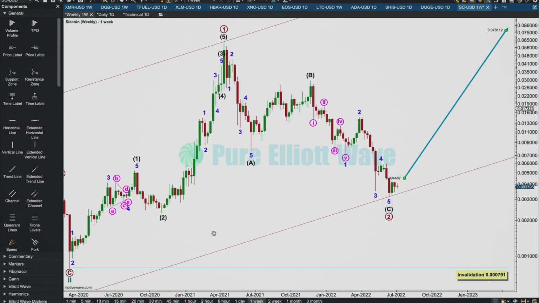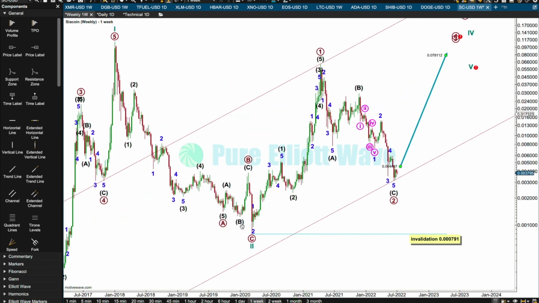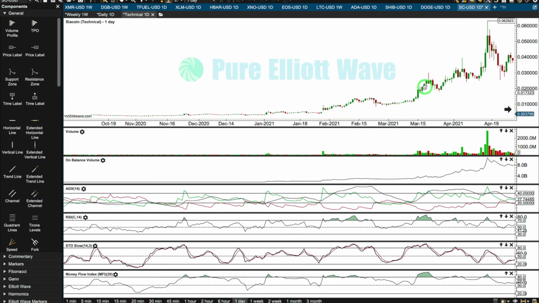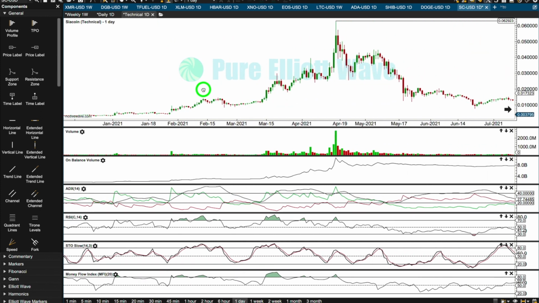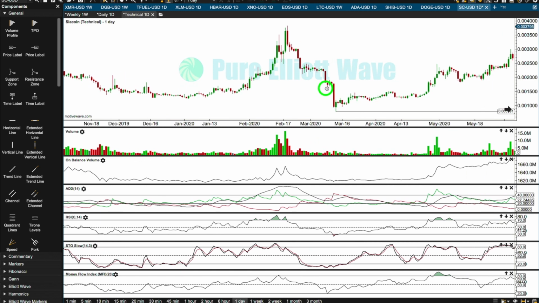Classic analysis. I'm going to look at this past low back here. This was March 2020. If I just squish it up and we look at the whole price history of Siacoin, this is the most major previous low. Let's look at that first and see what did it look like then. Here's the low, 13th of March 2020, 0.000791. This was a major low for Siacoin.